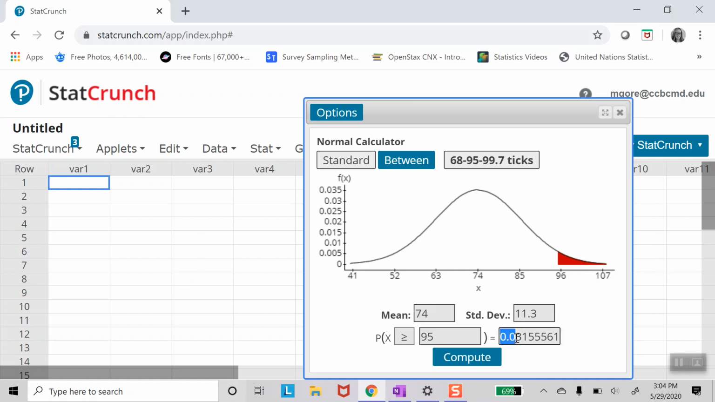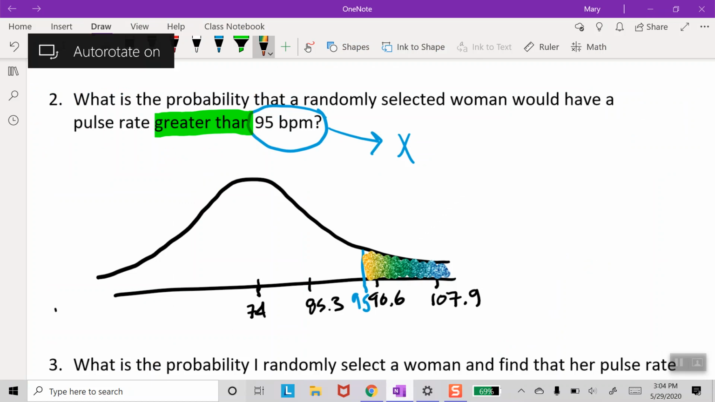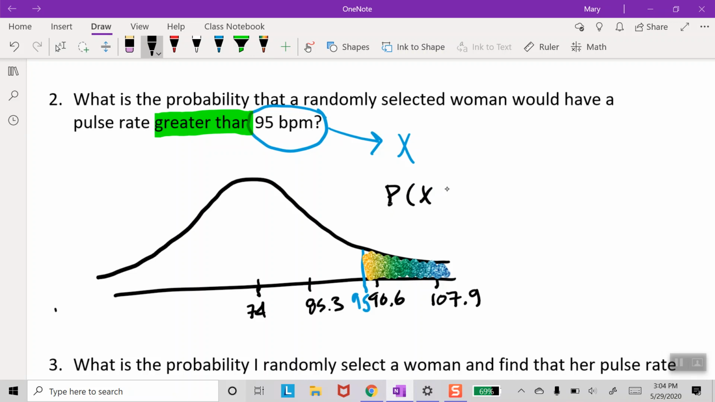So here it is. We'll look at this out to 3 decimal places. I see that the decimal place beyond 3 is 5, so I'll round up. And I'll go back here and write out my answer. So I'm going to write this one a little more formal. The probability that X is greater than 95 is equal to 0.032.